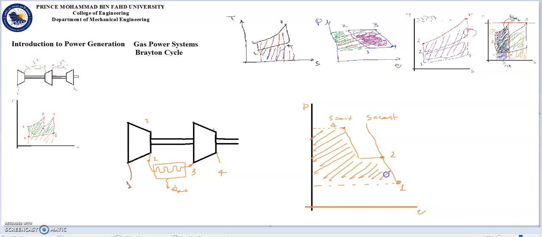So by adding this heat exchanger, where we call it intercooler, we save this work over here that we would have to pay if we were compressing from point 1 to point 4 prime.